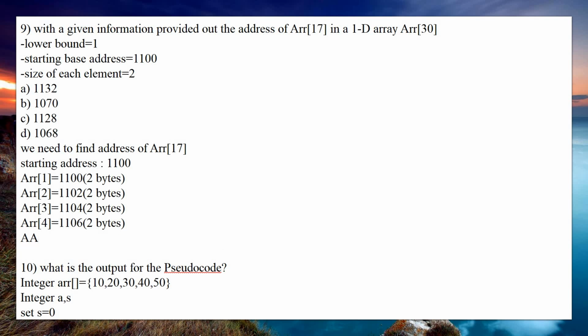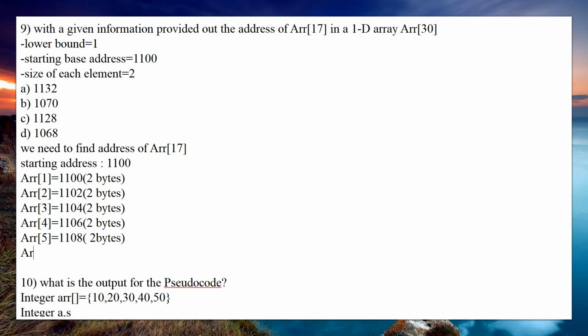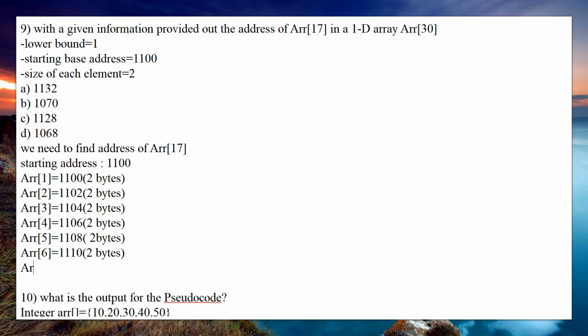Then again for the fifth element, you need to do it till 17. So it will be 1108, again 2 bytes. The next is ARR of 6, which is 1110. Then array of 7, where again 2 is added, it will be 1112. Again, each is of 2 bytes.